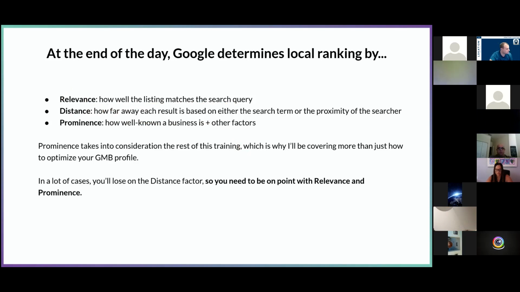So, for example, if I just did a search for realtor, Google's going to use my device's location to provide results for realtors near my location, as opposed to if I do realtor plus a city, then it's going to use that city as the search term to determine distance.